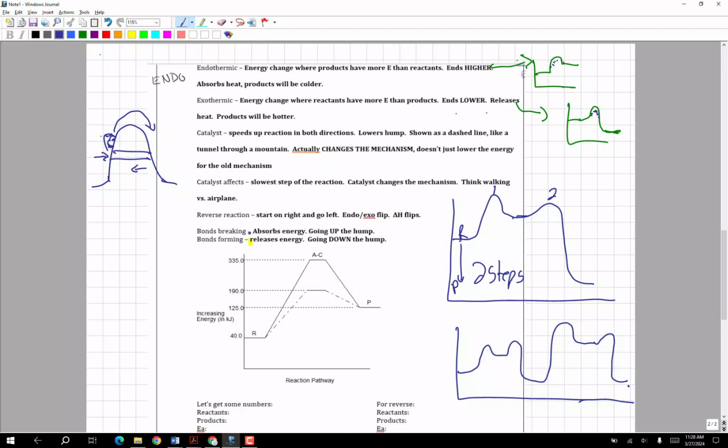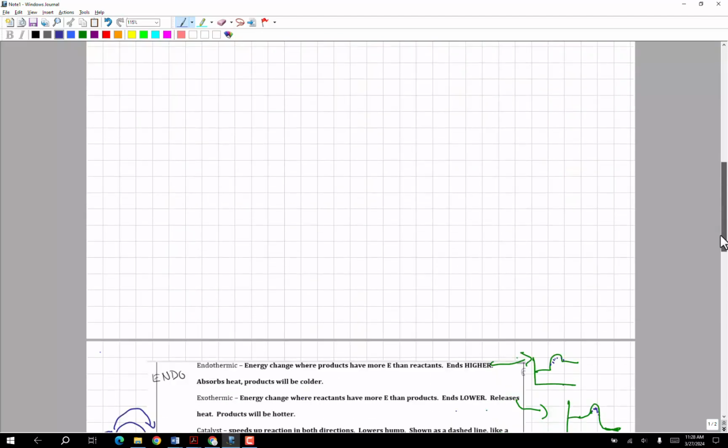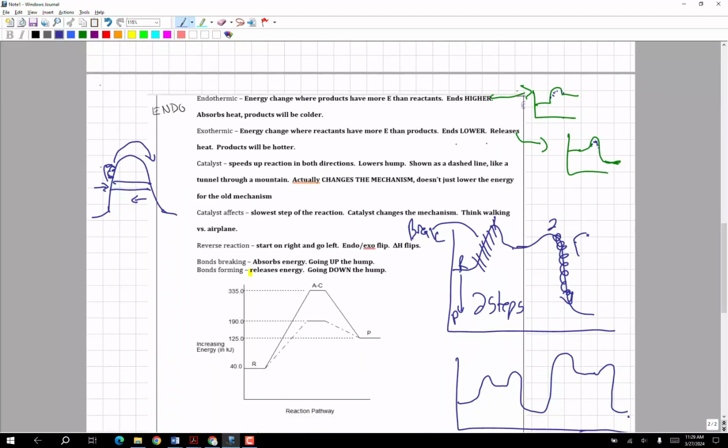Remember, when bonds are breaking, it absorbs energy. This would be bonds breaking. And when bonds are forming, it releases energy. So going down, that would be forming. You should be able to label that on it too.